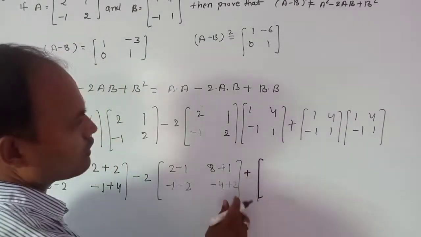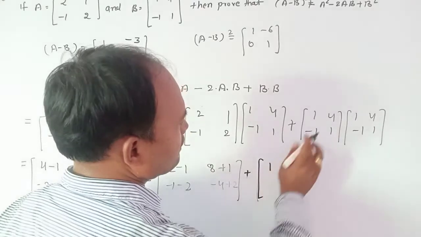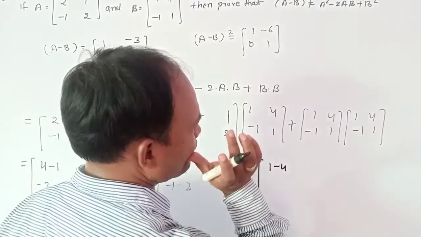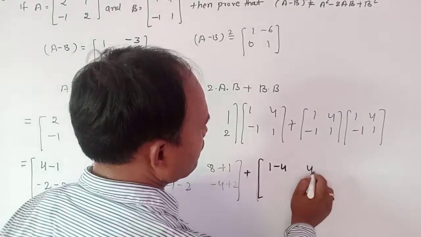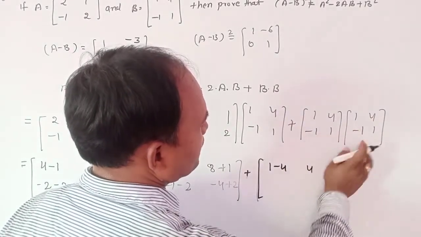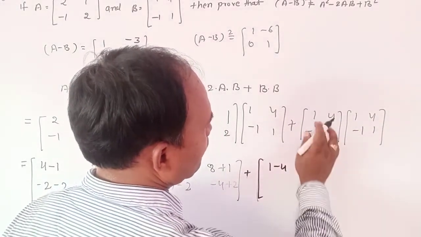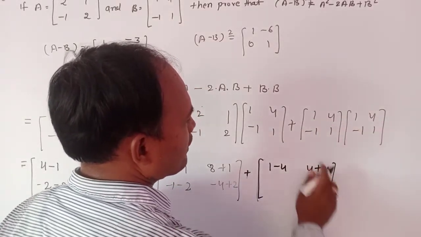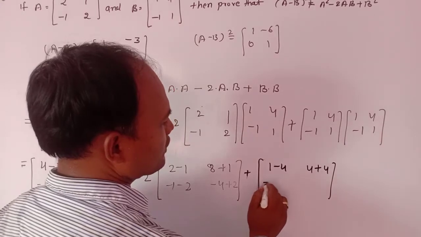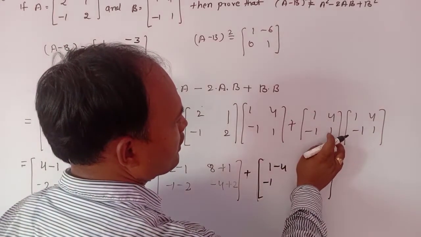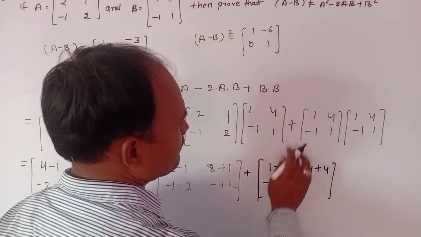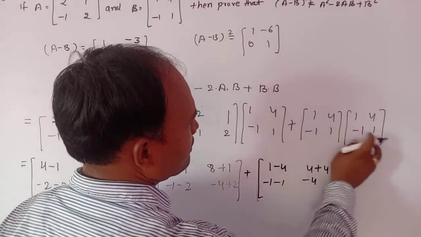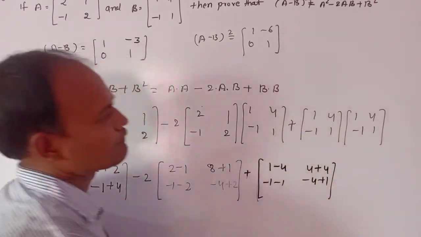Now 1 multiplied by 1 it is 1, 4 multiplied by minus 1 it is minus 4, and 1 multiplied by 4 so it is 4, and 4 multiplied by 1 so it is 4. 1 multiplied by 4 it is 4, 4 multiplied by 1 it is 4. Now minus 1 multiplied by 1 so it is minus 1, and 1 multiplied by minus 1 it is minus 1. Minus 1 multiplied by 4 it is minus 4, and 1 multiplied by 1 it is 1.